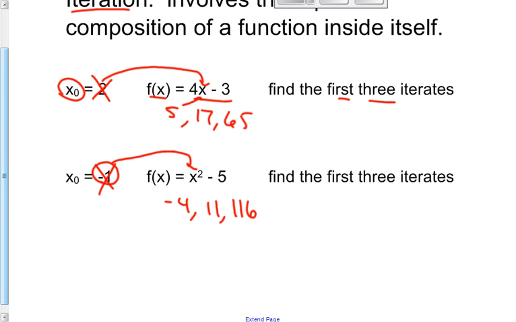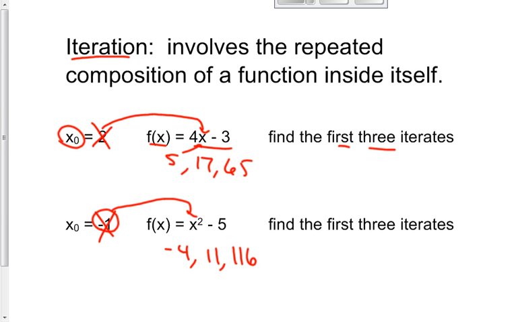Okay, that's it. Recursive rules and iterates. You are now ready to go ahead with this last piece from section 12.5. Good luck.